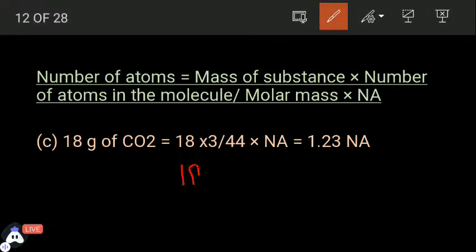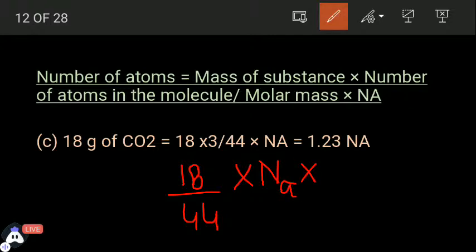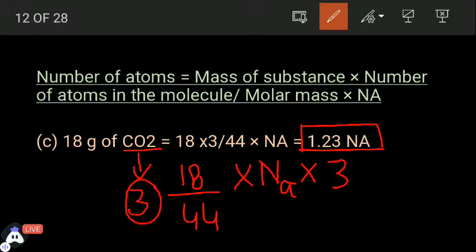Again, given mass in grams is 18, molar mass of carbon dioxide is 44. We multiply by Avogadro number, which is again a constant, into what? Number of atoms. Tell me, type it in the chat box and let me know how many atoms carbon dioxide has. Hurry up. How many atoms are there in carbon dioxide? Be fast. Yes, 1 of carbon and 2 of oxygen. So in total we have 3 atoms in carbon dioxide, so we multiply by 3. Again, after reducing, we got 1.23 Avogadro constant.